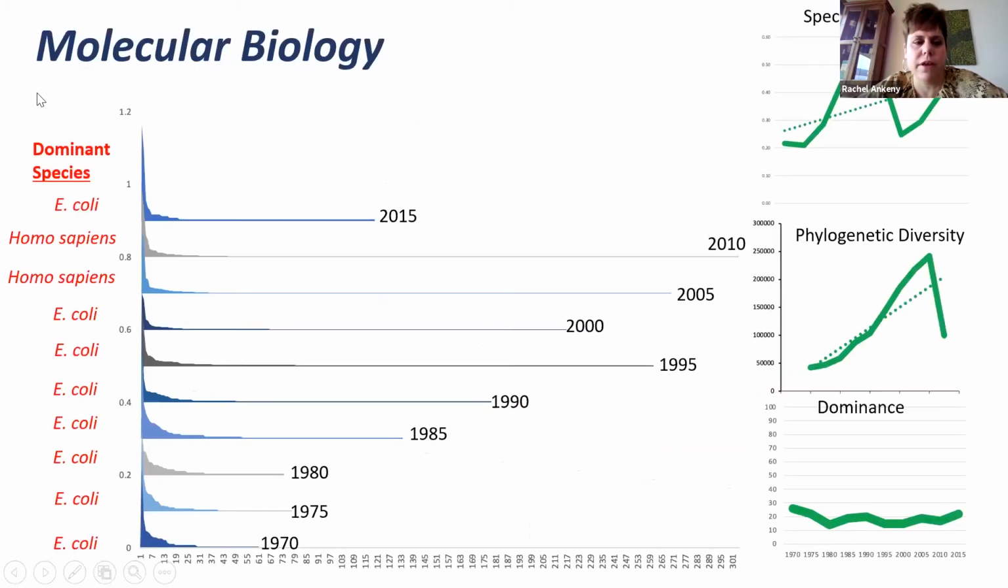So just a final example, molecular biology, represented by the Journal of Molecular Biology. You can see E. coli has tended to dominate, but we also see this period where people got super interested in using molecular techniques to look at humans. And again, depending on which metric you use, you see different sorts of patterns.